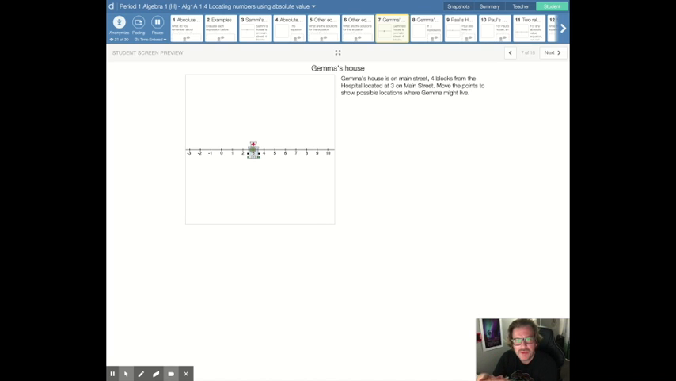Gemma's house is on Main Street, 4 blocks from the hospital, located at 3 on Main Street. Main Street is the number line. 3 is not 0, so we're not starting from a distance of 0. Move the points to show the possible locations where Gemma might live. We'll leave this up to you. There are 2 points here that you can manipulate. What does it mean to be 4 blocks away from the hospital?